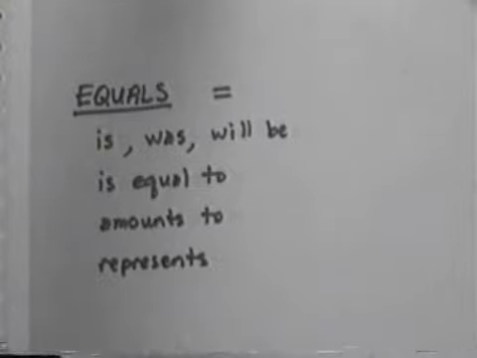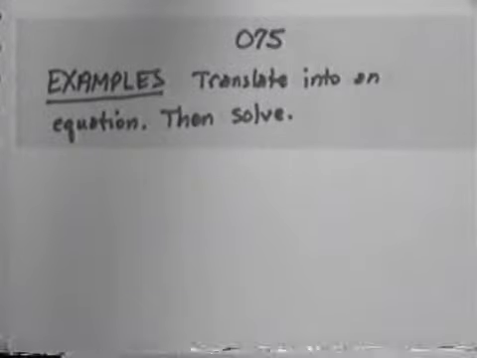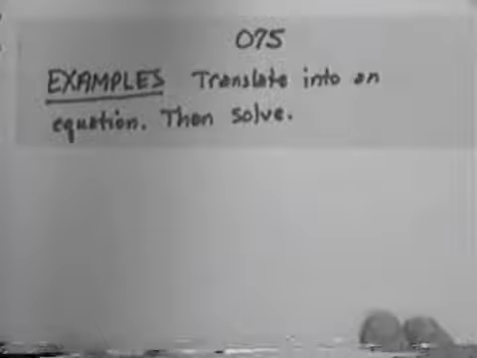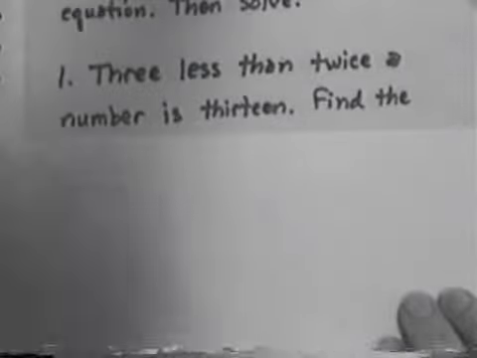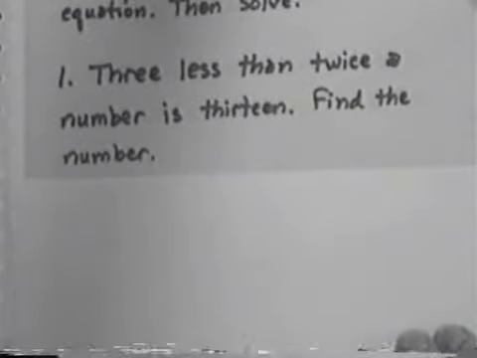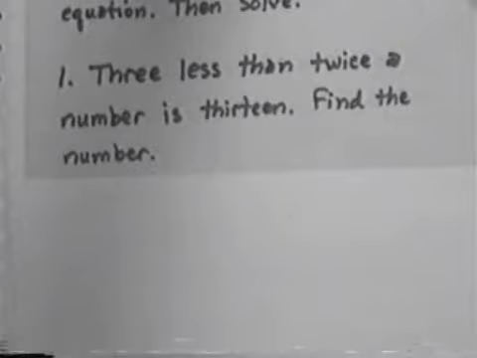Let's go right away into examples. For each of our examples, the instructions are to translate into an equation and then solve. Our first example is: 3 less than twice a number is 13. Find the number.